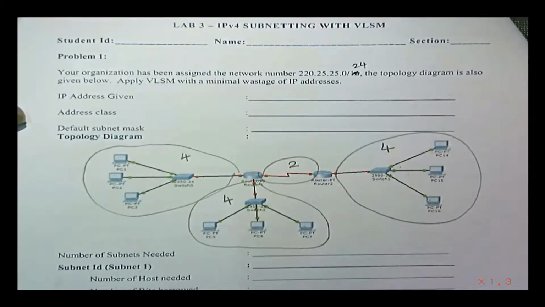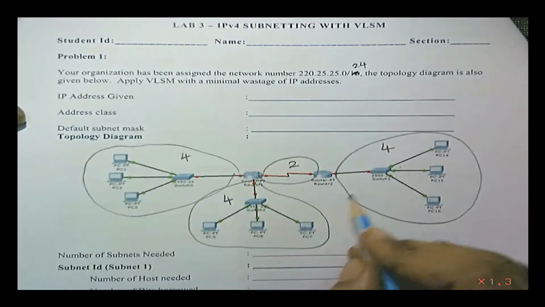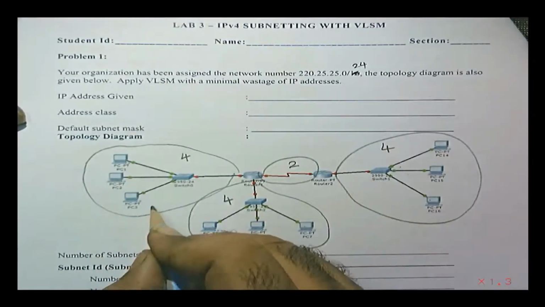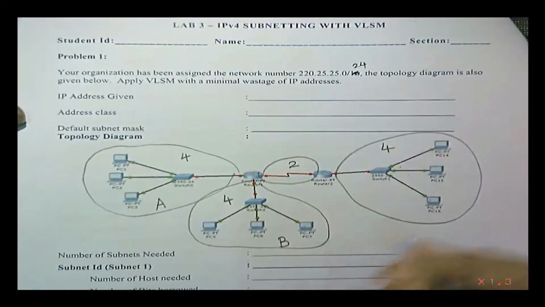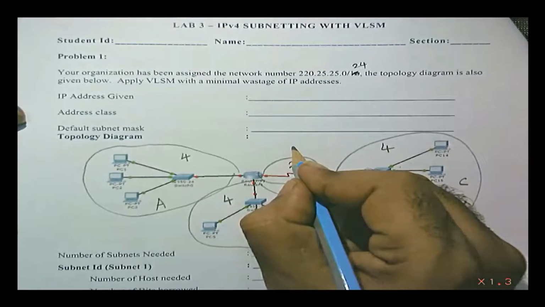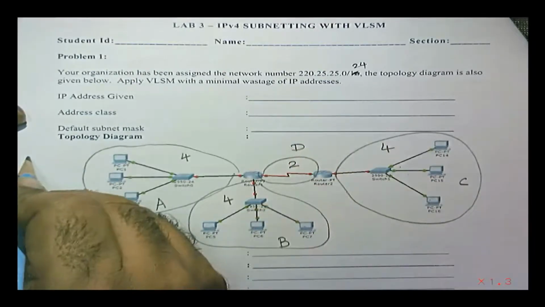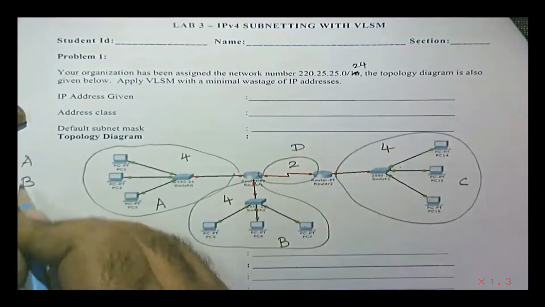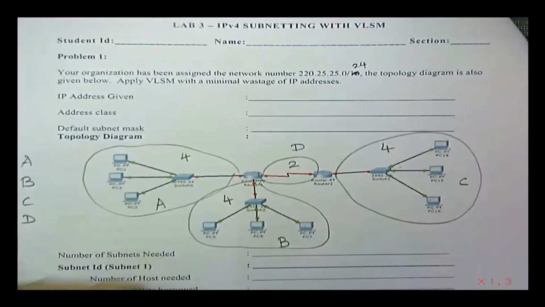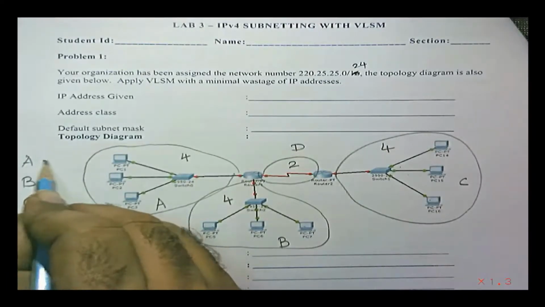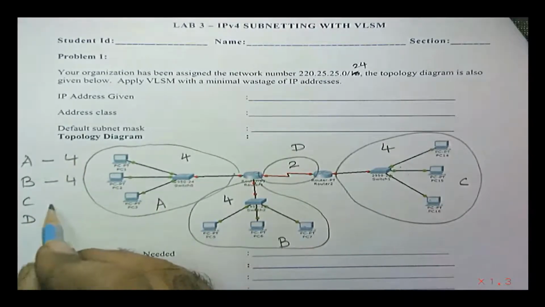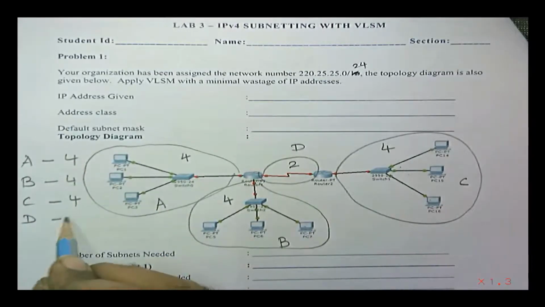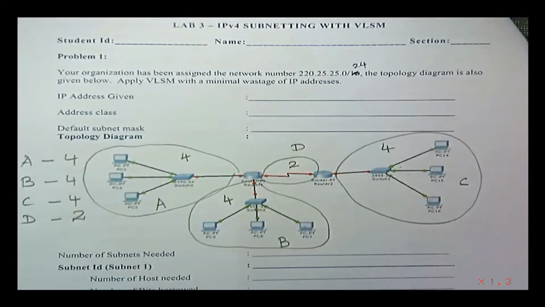Now, you have to write it in ascending order. For example, this is subnet A, this is subnet B, this is subnet C, and this is subnet D. So I'm writing here A, B, C, D. We need 4 subnets. For the first subnet you have 4 hosts, for the second subnet 4 hosts, for the third 4, and the last one is going to be 2. In this way you have to assign the IP addresses.